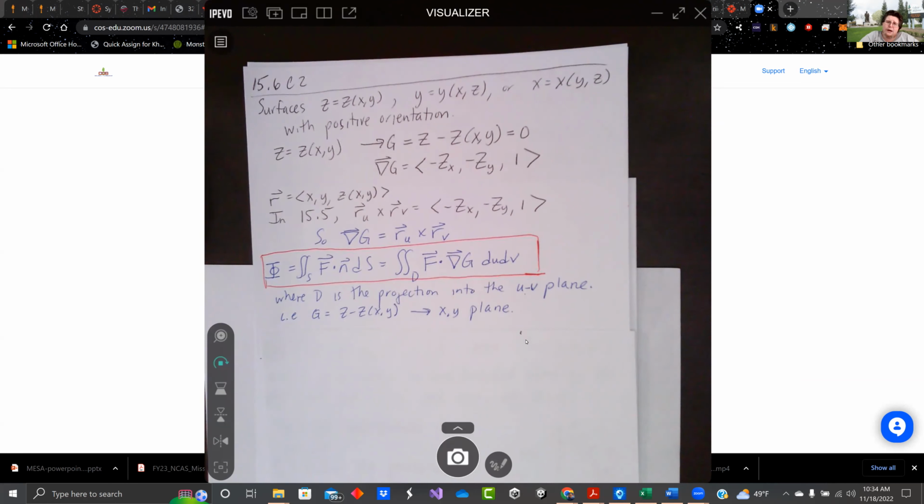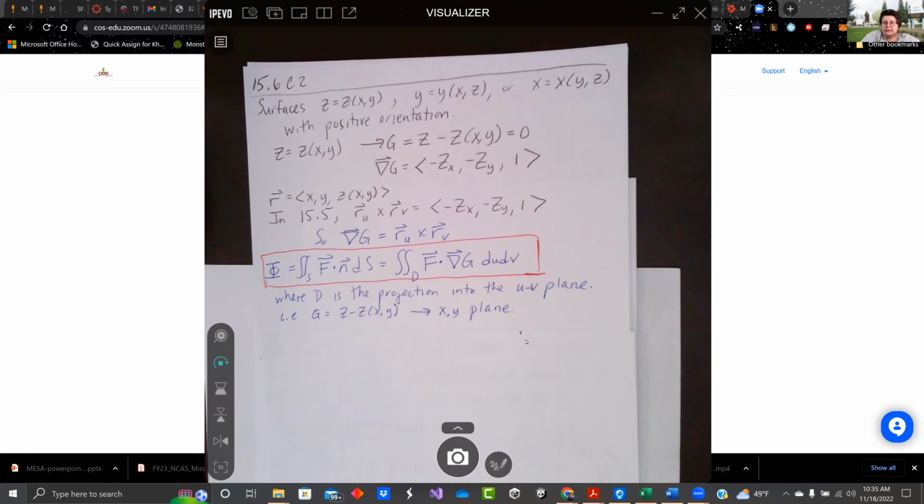So I could write g as z minus z as the function of x, y. And when we take the derivative, we get this formula right here. We've seen this before when we did cross products for r_u cross r_v, in 15.5, and I think we've done it before that too. So I'll call G that, z minus z as a function of x, y.